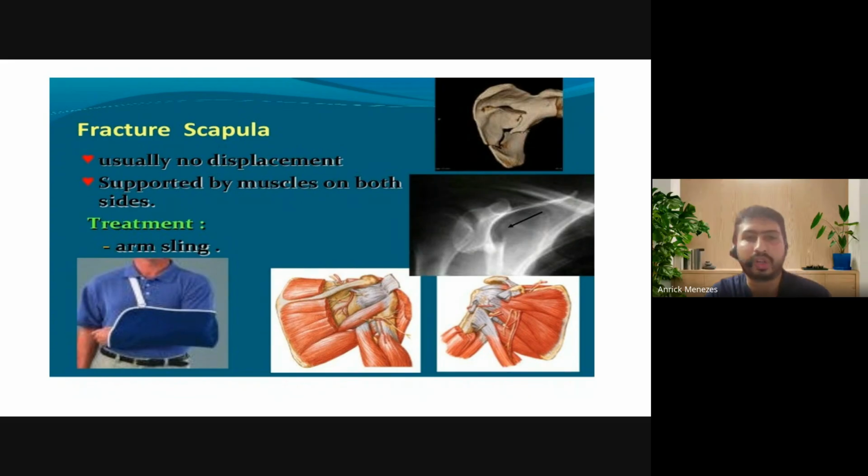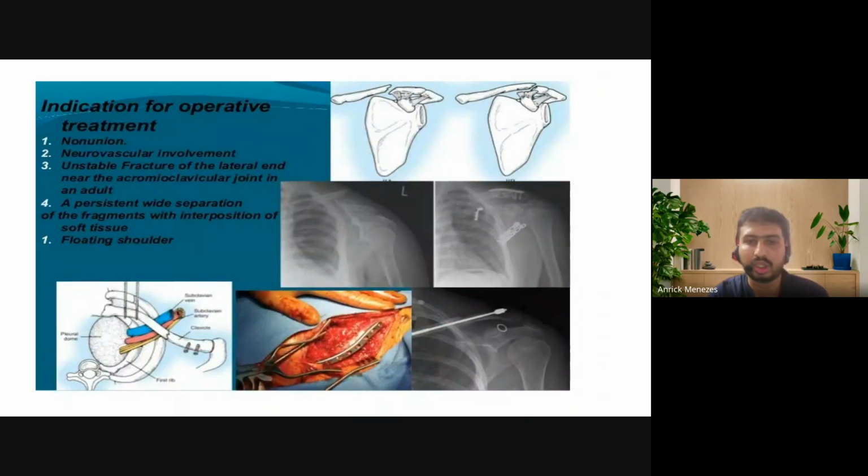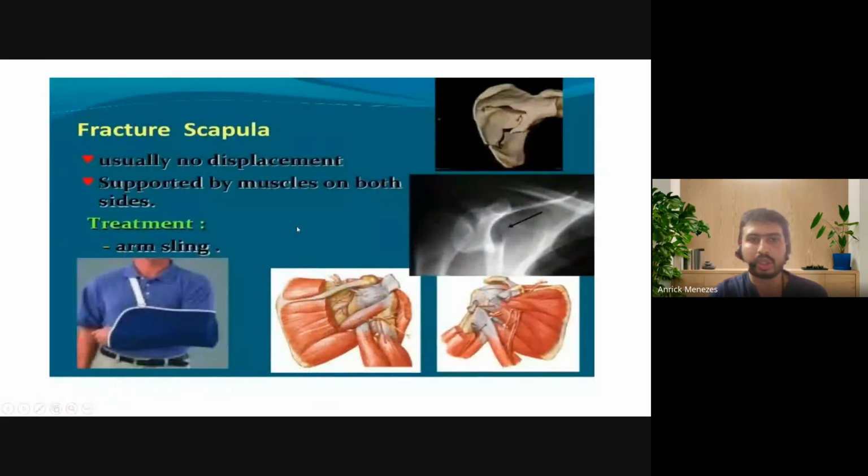Coming to the scapular fracture, usually there is no displacement, as it is supported by muscles on both sides. Floating shoulder means that the contact between your shoulder and your clavicle is completely disrupted; in such cases they need to be operatively managed. That is in simple terms. So usually there is no displacement in case of scapular fracture.